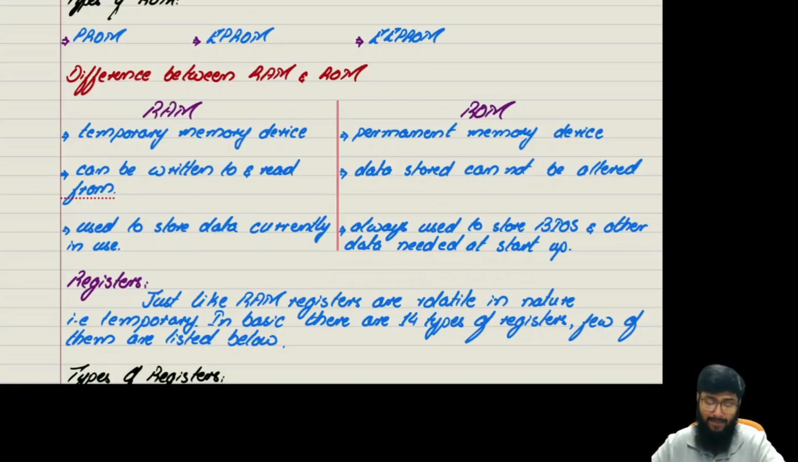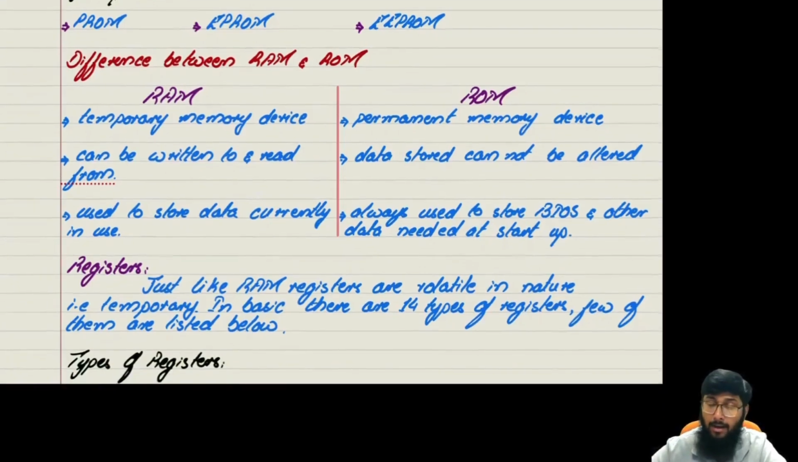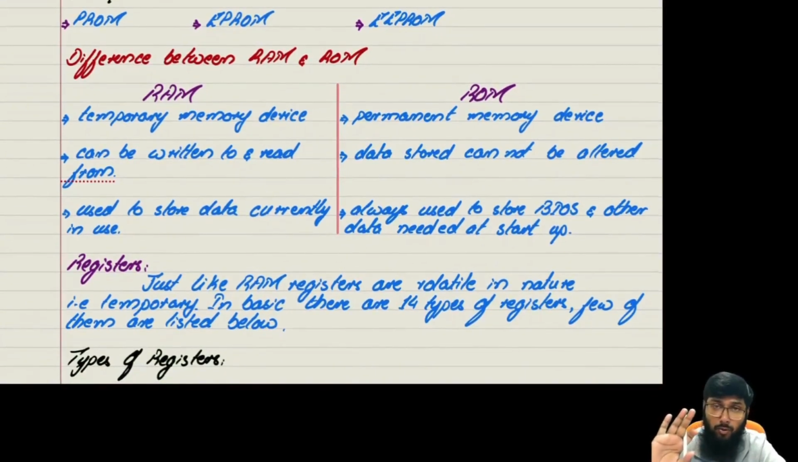The first thing they say is that RAM is a temporary memory device, whereas ROM is a permanent memory device, as we just discussed. Data can be written to and read from the RAM. Read means that it's already stored there and you are just going to open it. Write means you're going to store something in the RAM. But in the ROM, once data has been written, it can only be read, and it cannot be altered, as it is a permanent sort of memory.